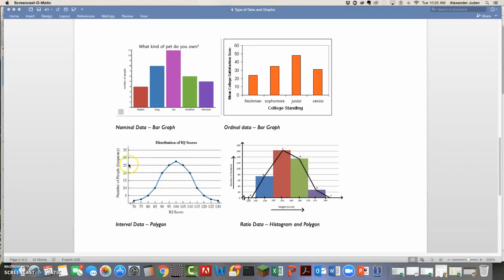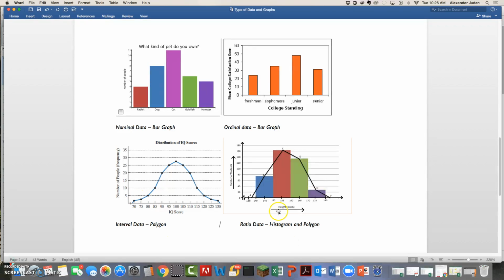Down here in the left lower corner, we have numeric values expressed on the x-axis. In fact, we're looking at IQ scores. IQ scores are an example of interval data. Since it's quantitative, then we could express this as a polygon or a histogram. We could convert this to a histogram by just creating these bars where those points would be the center.